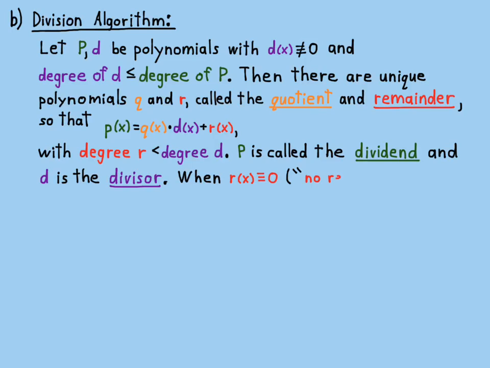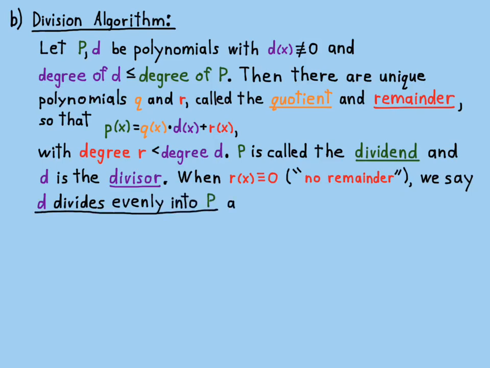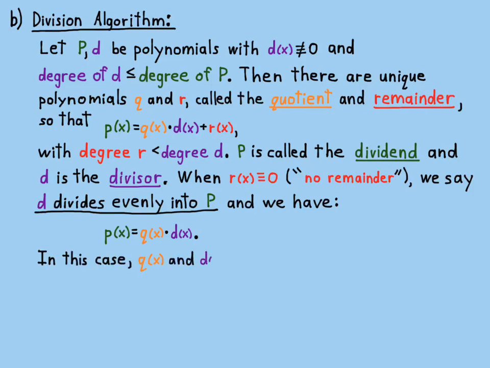Okay, when r is identically 0, that is when there's no remainder, we say that d divides evenly into p, and we have p of x equals q of x times d of x. So d would be a factor of p of x, as would the quotient q of x, if the remainder is 0. Most often the remainder is not 0, though. But in this case, when the remainder is 0, q of x and d of x are factors of p of x.